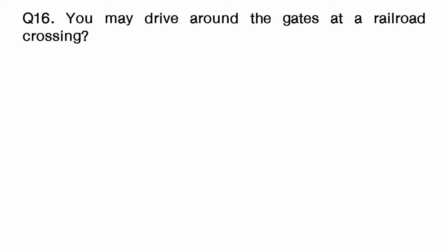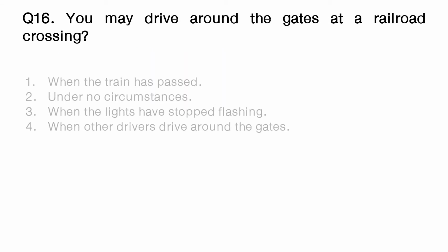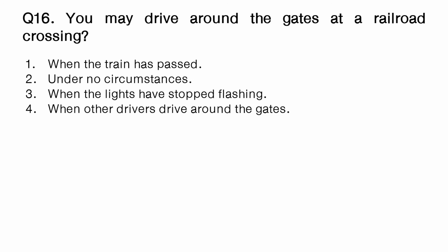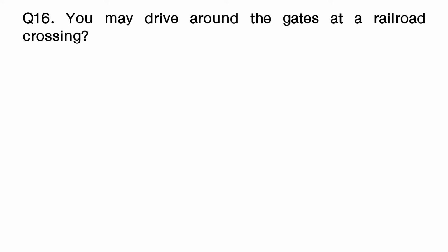Question. You may drive around the gates at a railroad crossing. Option number 1. When the train has passed. Option number 2. Under no circumstances. Option number 3. When the lights have stopped flashing. Option number 4. When other drivers drive around the gates. The answer is option number 2.